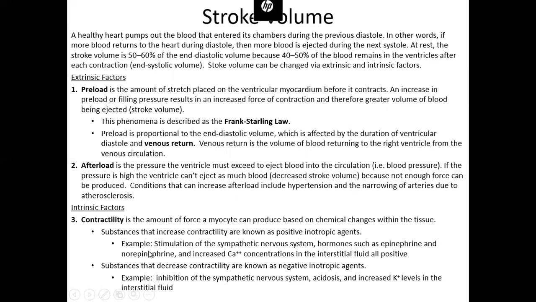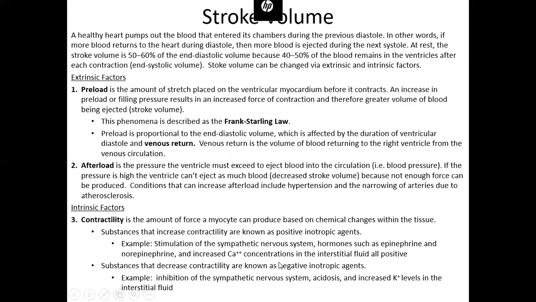Hormones like epi and norepi. Obviously, epi, known as adrenaline in a lot of places, or in this country. We feel that adrenaline rush. We know that feeling whenever the fight or flight response is active. And then an increase in calcium in our interstitial fluid are all positive.